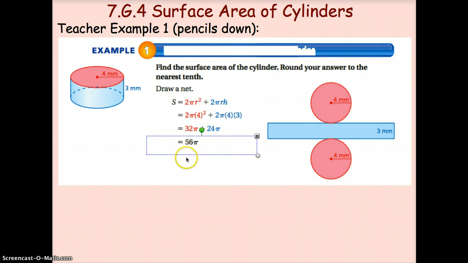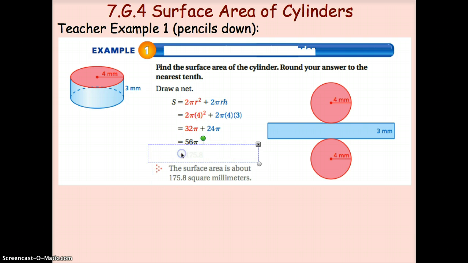So go ahead and multiply 56 times 3.14, and I end up with 175 and 8/10. And notice I need my millimeters and I need them to be squared. So I have 175 and 8/10 square millimeters.